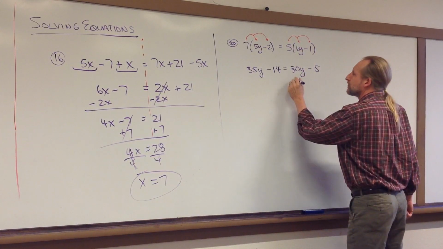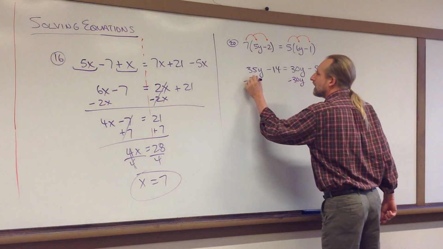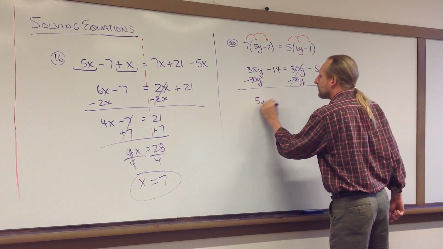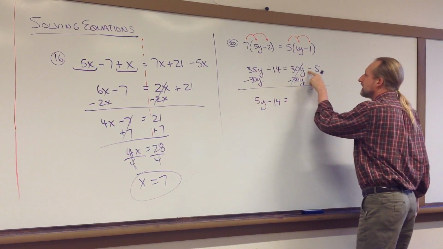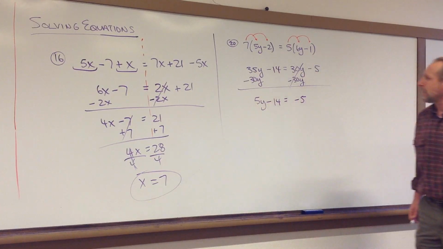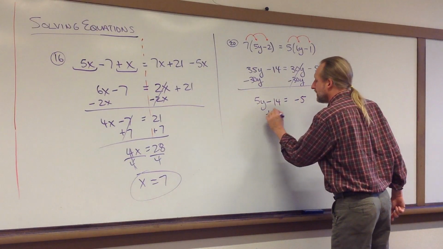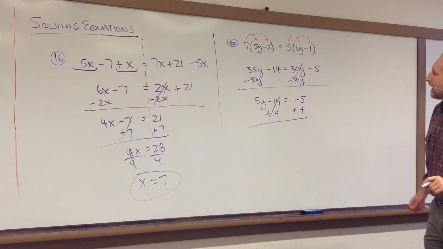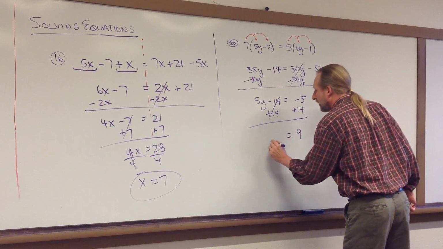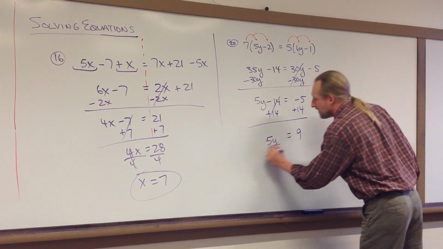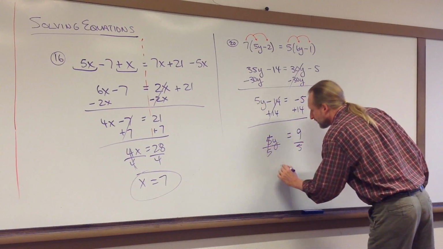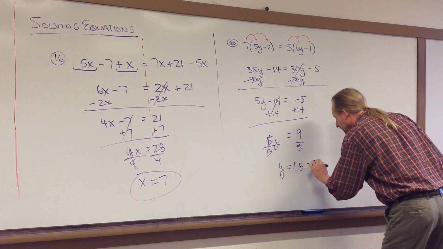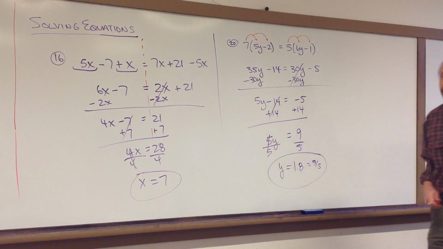So let's see. I'll subtract the 30y on both sides. Those cancel out. This will leave us 5y minus 14. Don't lose that negative sign that's attached to the 5. And then we'll add 14 to both sides. Negative 5 and positive 14 should give us positive 9. So 5y equals 9. Divide on both sides by 5. And y should be 1.8. Or if you like fractions, you can call it 9/5 in lowest terms.